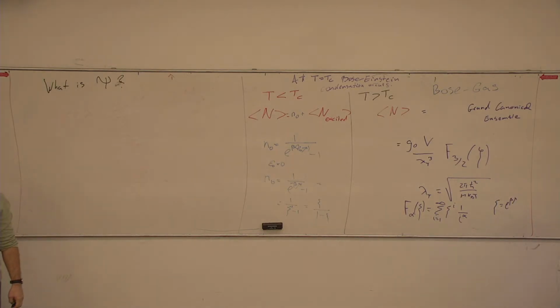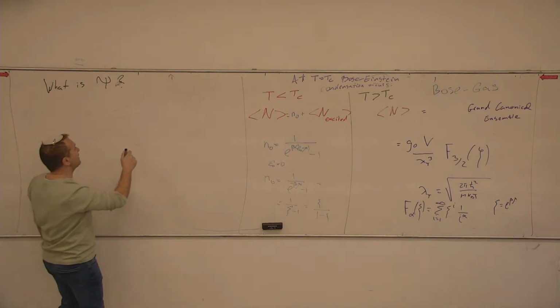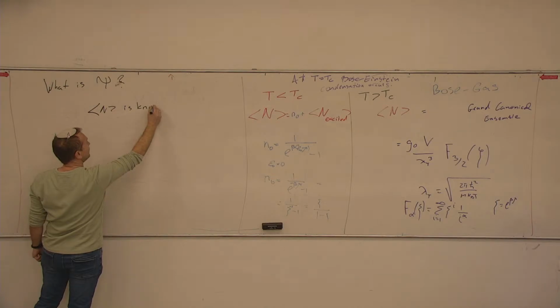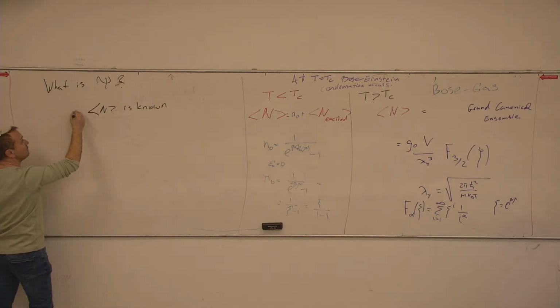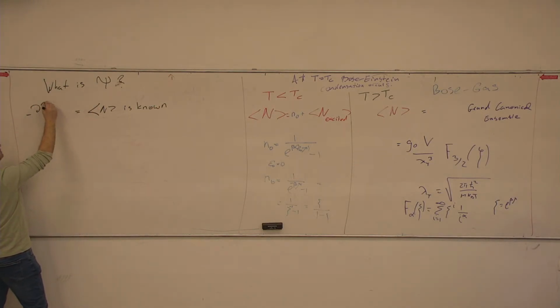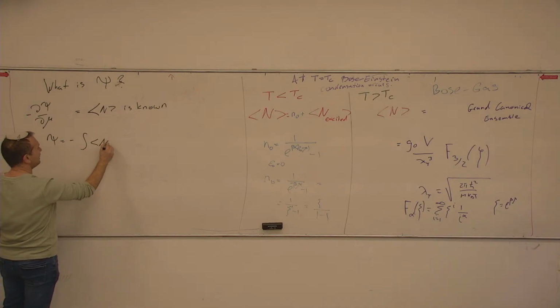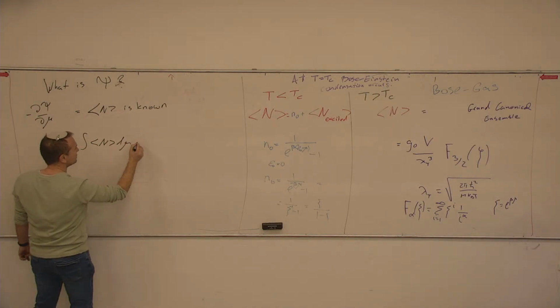So how do I compute psi? Do you remember? Partition function. But if I know n, so n is known, you can do an integral. I can do an integral, right? Because what is n? It's minus d psi d mu. Okay. So I know that psi is minus an integral of n d mu plus some constant.